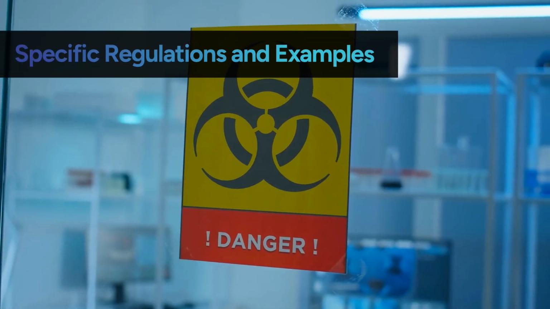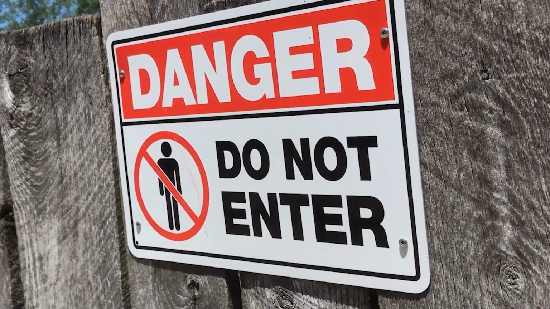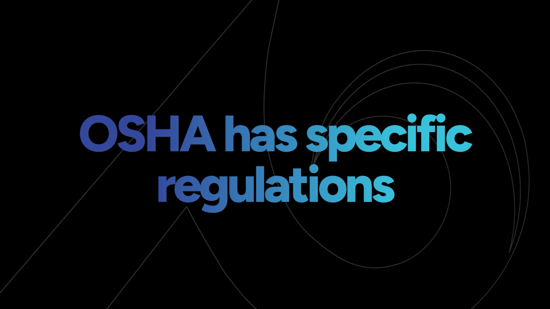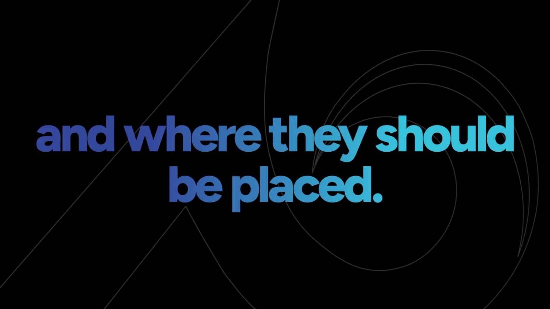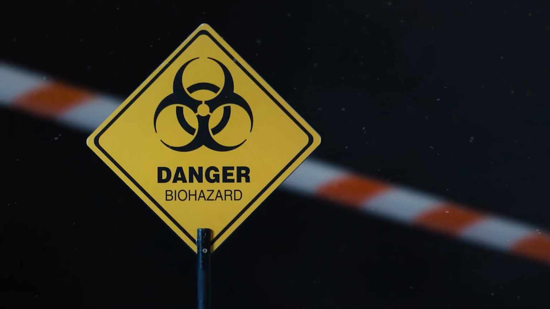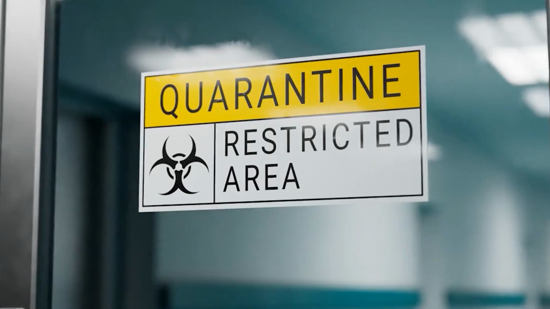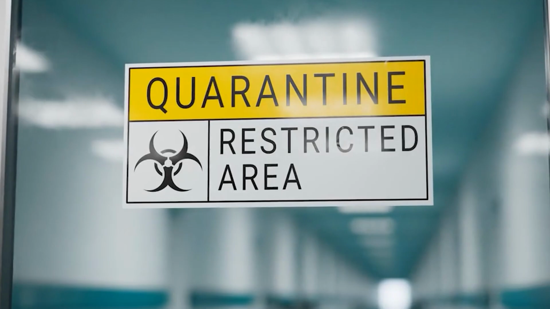Proper signage is super important when it comes to controlling TB. Signs help communicate the risks and the necessary precautions to everyone in the area. OSHA has specific regulations about what these signs should look like and where they should be placed. For example, biohazard signs. These should be posted in areas where there's a risk of TB exposure. They should be clear and easy to read with symbols and text that indicate the presence of a biohazard.